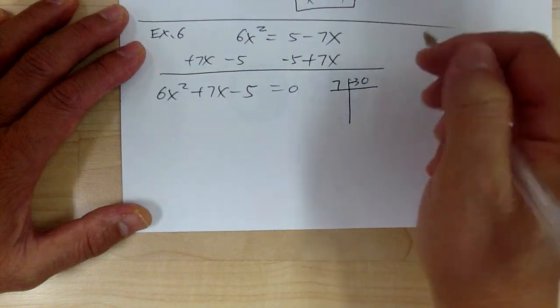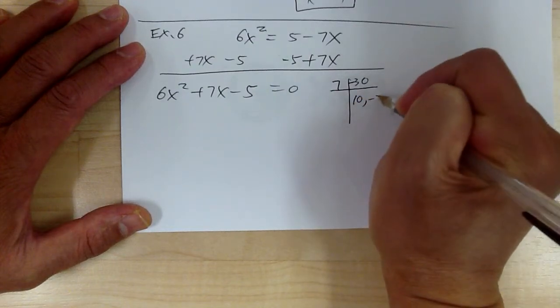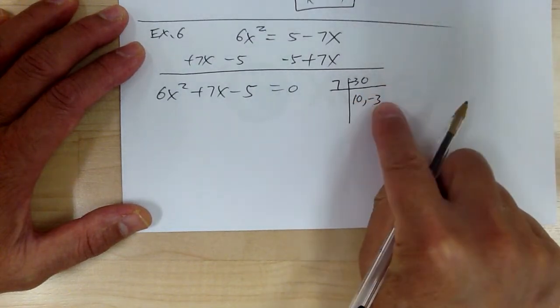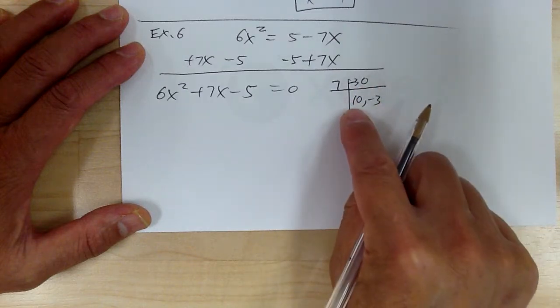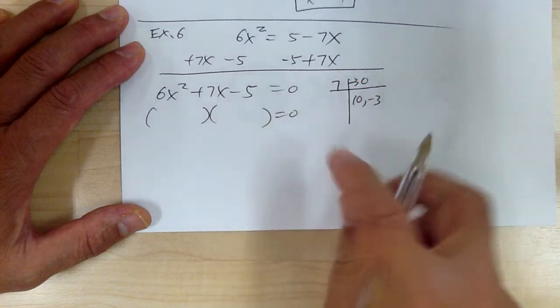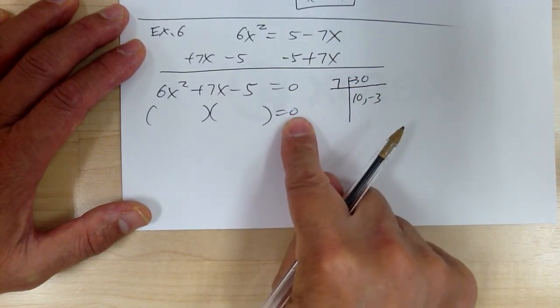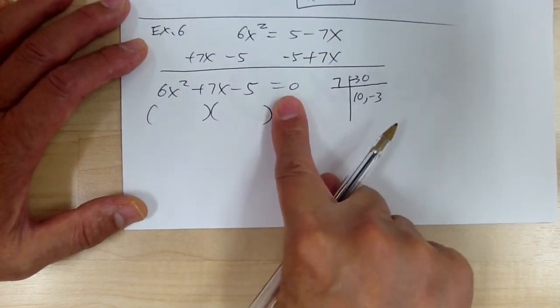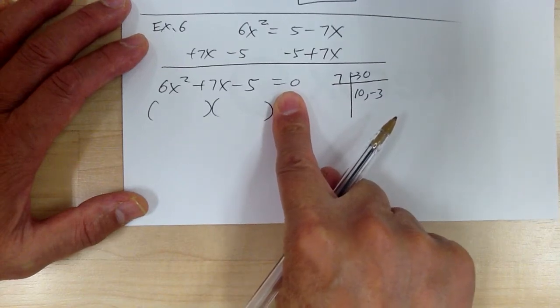And so you need 10, negative 3. 10 times negative 3 gives you negative 30, and 10 plus negative 3 gives you 7. Okay, now make sure you follow through with equal to 0 because this is an equation. If you don't have equal to 0, then it's not correct.